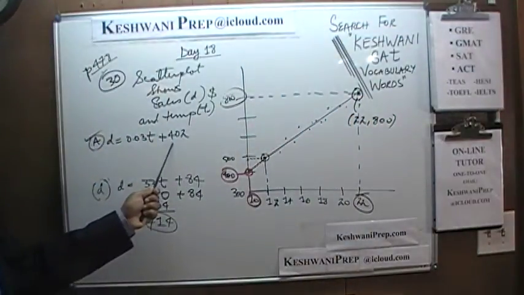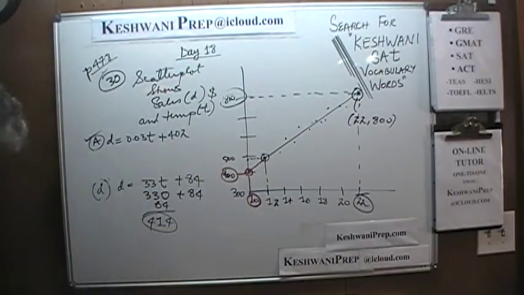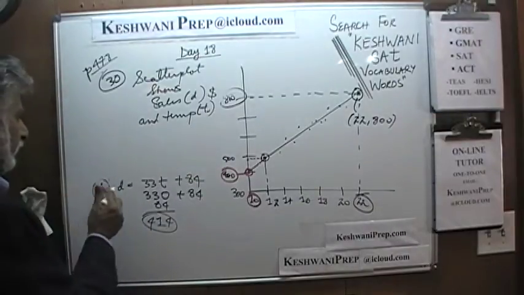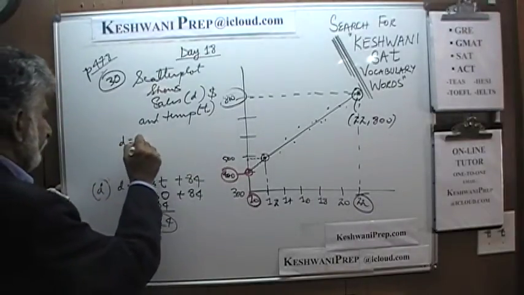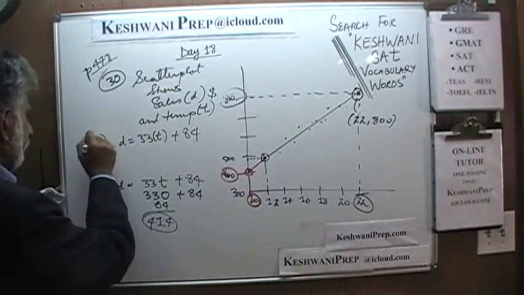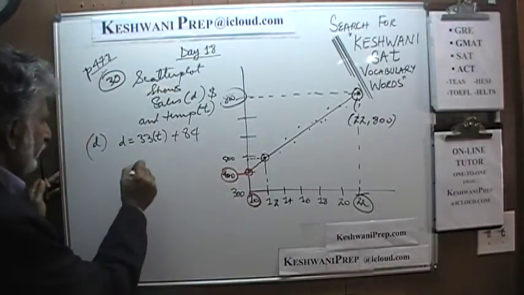So we got 402 here. That quantity is not going to give us 400. The answer is D. And we can quickly verify this if you like. Again, D says 33 times T plus 84. And we can put in the coordinates of that point.